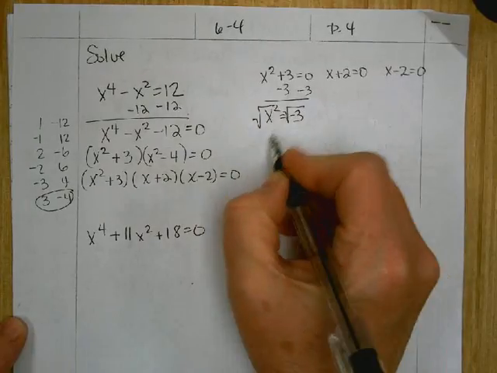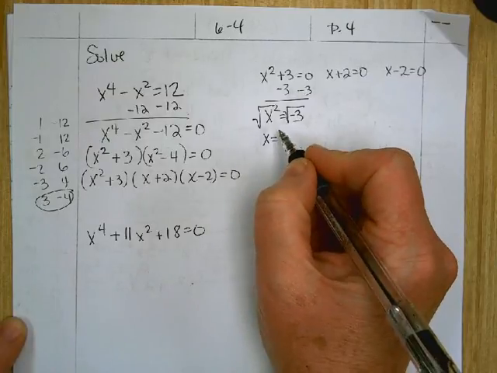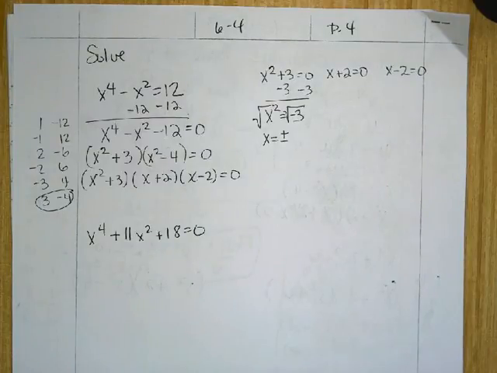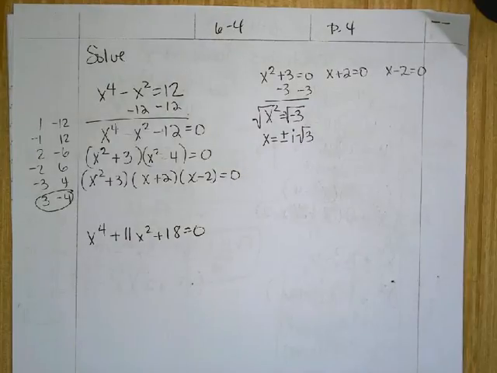And so x is equal to, anytime you take the square root as a method of solving, be sure you enter the plus and minus because it's got a positive and negative answer. What is the answer to the square root of negative 3? i square root of 3. Where did the i come from? The negative 1. Negative 1 times 3, square root of negative 1 is i.